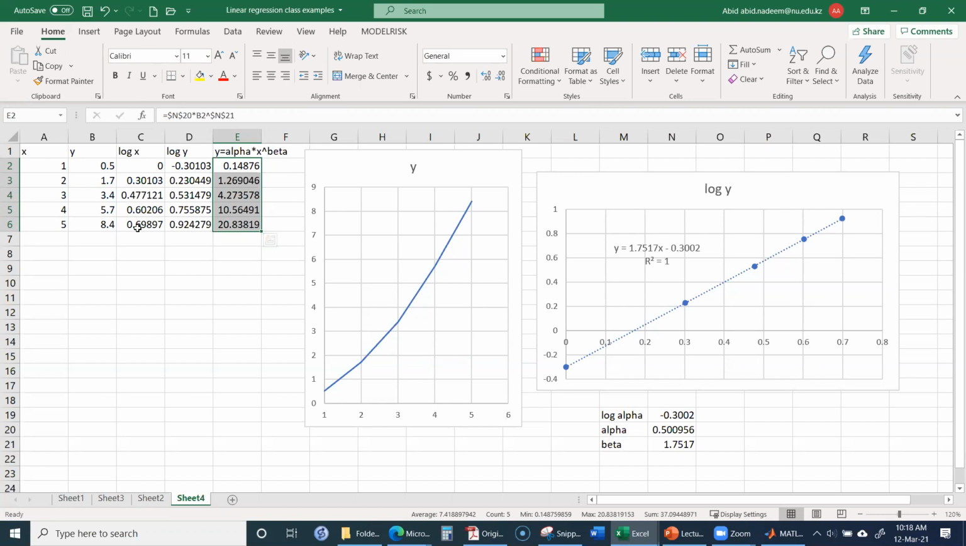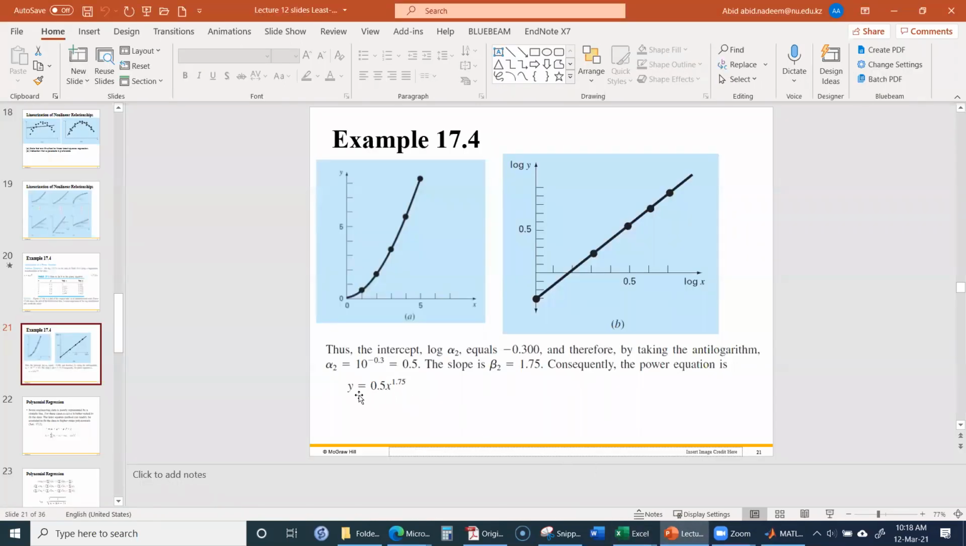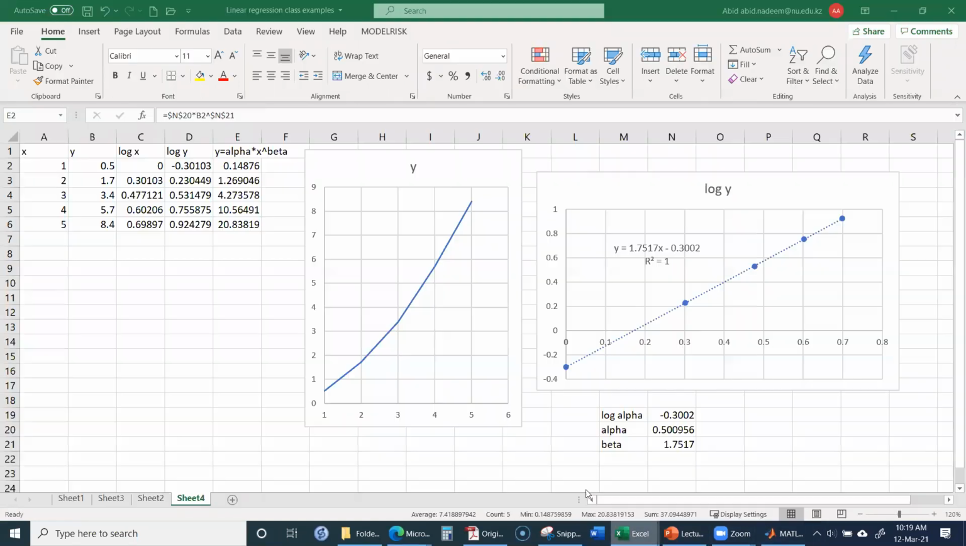It seems that the fit is not very well. Am I making some mistake? Is there any mistake over here? Let's see. Because the fit is not very well. Y is equal to 0.5 x power 1.75. It is 0.5. So yeah, I think I made a mistake. I put some wrong value over here. Is it? Let me see.